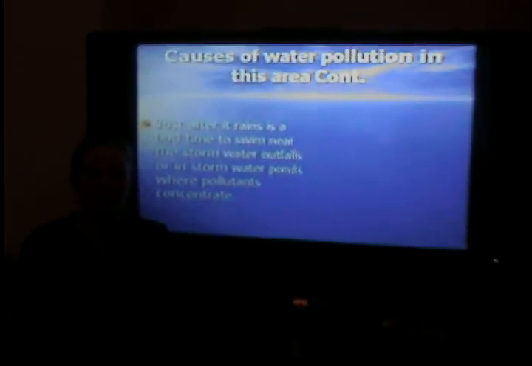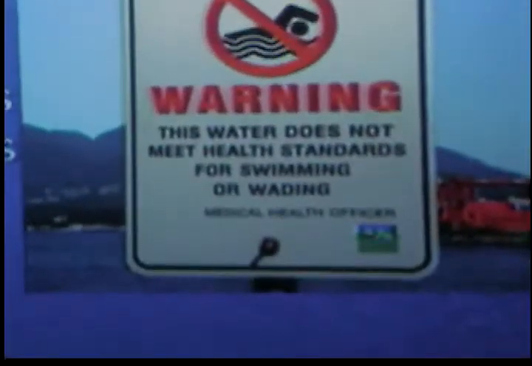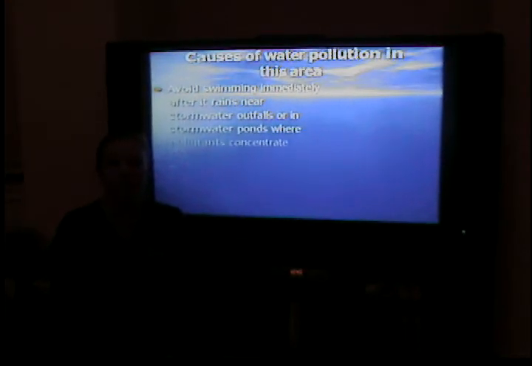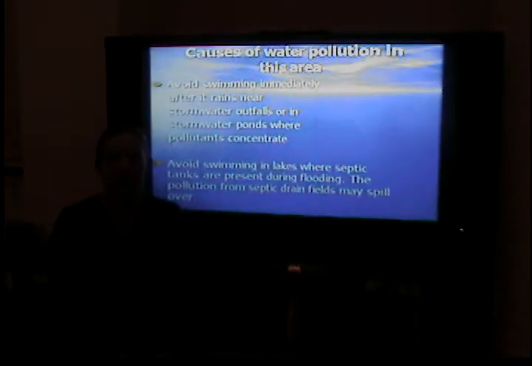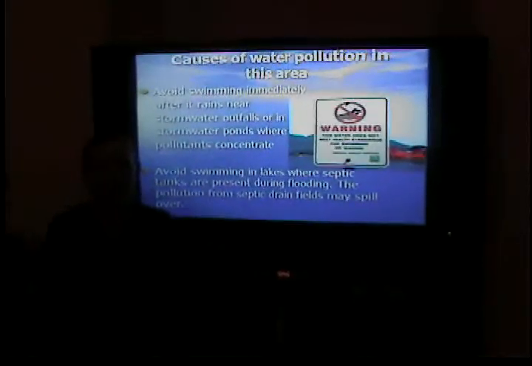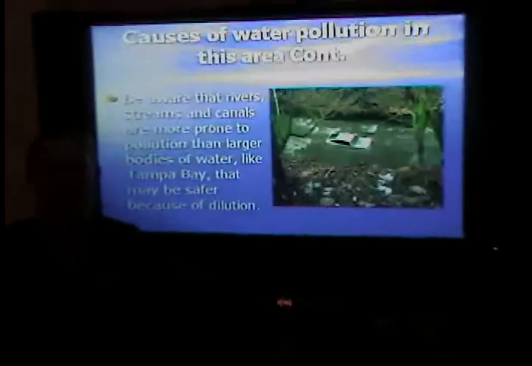Just after it rains is a bad time to swim near the stormwater outfalls or in stormwater ponds where pollutants concentrate. Avoid swimming in lakes where septic tanks are present during flooding. The pollution from septic drain fields may spill over. Be aware that rivers, streams, and canals are more prone to pollution than larger bodies of water, like the Tampa Bay, that may be safer because of the dilution.